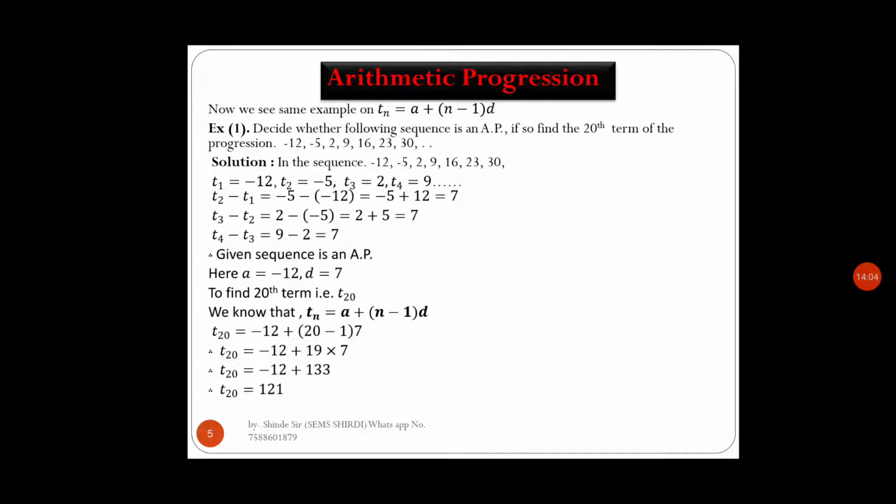Okay, now the 20th term of the given AP is 121. In this way we find the term of a given AP by using the formula Tn is equal to A plus (n minus 1) into D. Here A is the first term, n is the number of terms and D is the common difference, and Tn is the nth term.